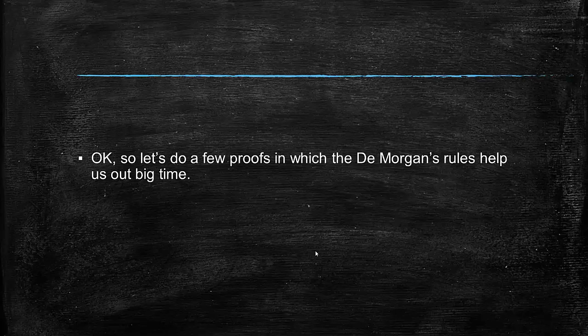Okay, so let's do a few proofs where the DeMorgan's rules really help us out a great deal. Right, so as always, you should try to do these yourself. We'll start simple and gradually make it a little more interesting. So you've got, it's not the case that P and Q. If R, then P and R. And you're asked to show that not Q.